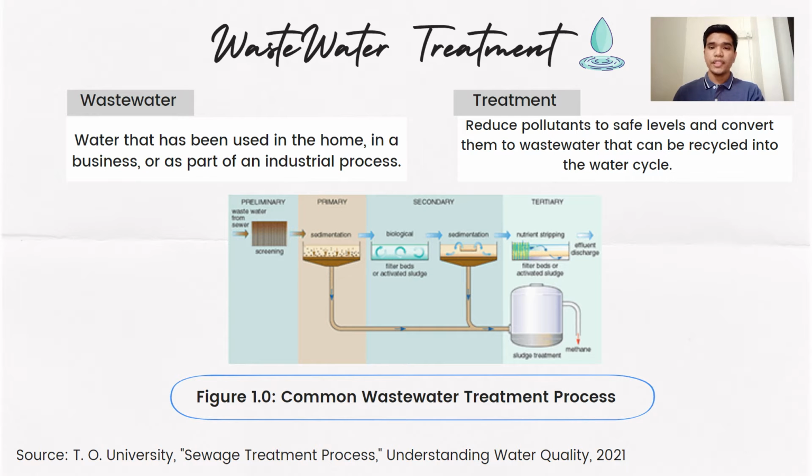Before we go further, let's take a look at the wastewater definition. Wastewater can be considered as water that has been used in a home, in a business, or as part of an industrial process. Meanwhile, wastewater treatment is the process to reduce the pollutants to safe levels and convert them to wastewater that can be recycled into the water cycle. As you can see, Figure 1 shows the common wastewater treatment process, which includes preliminary, primary, secondary, and tertiary process.